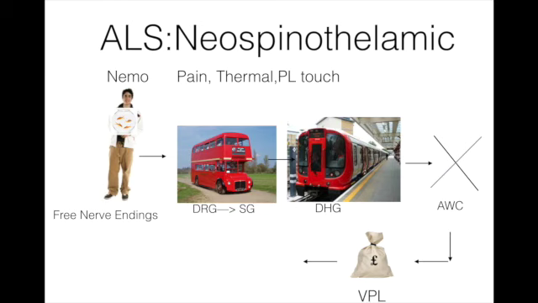So, free nerve endings in the skin, to dorsal root ganglion, to substantia gelatinosa, to dorsal horn grey, to cross the anterior white commissure, to the VPL of the thalamus, to the somatosensory cortex, where the house is burning down. And just for good measure, his house burnt down twice, isn't he unlucky?